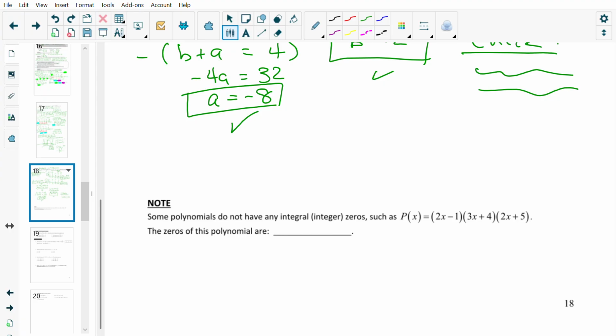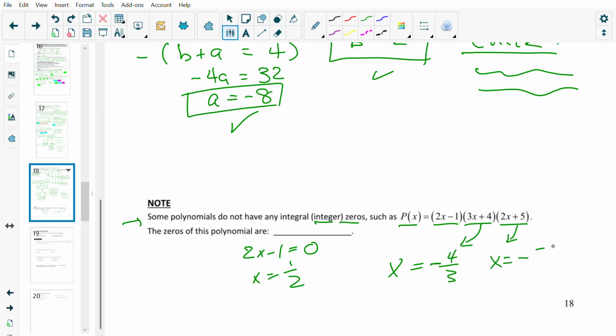Okay, one last note. For this course, we're not going to deal with non-integral zeros, but you should understand the concept. Some polynomials do not have any integer zeros, such as p of x equals 2x minus 1, 3x plus 4, 2x plus 5. But we should understand that the zeros of the polynomial are, so 2x minus 1 equals 0, x equals 1/2. So this one, x equals negative 4/3. This one, x equals negative 5/2.